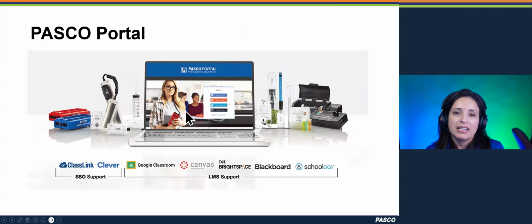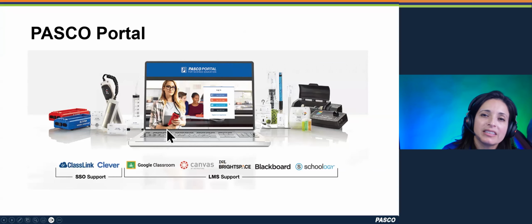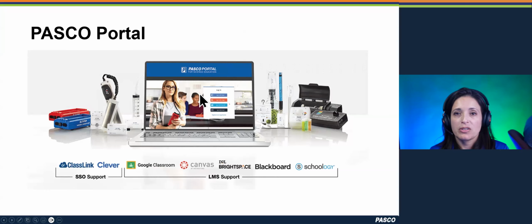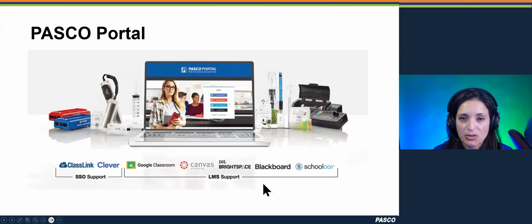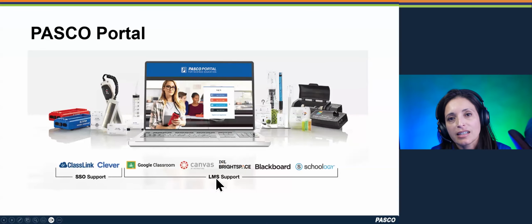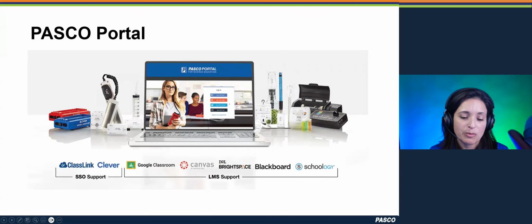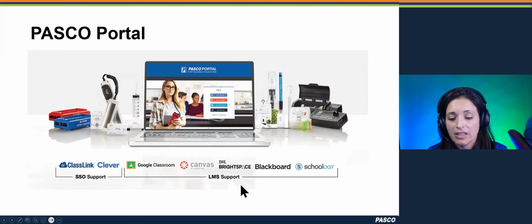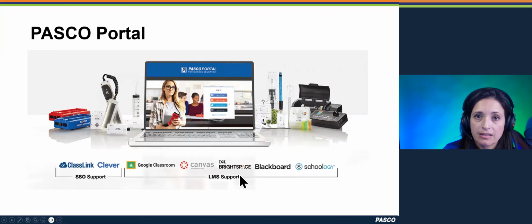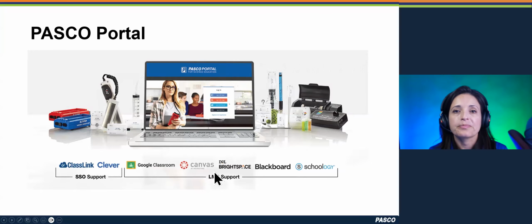So what is PASCO Portal? PASCO Portal is a teacher-facing resource. This is a digital environment that supports SSO access for schools and also supports distribution of student assignments through your LMS, like if you use Schoology or Canvas. So you can get the assignments. You don't have to go to a Google Drive to get the assignments, for example. Or what if you're a Microsoft school? You can get the Microsoft version or the Google version of the content for the course through Portal.